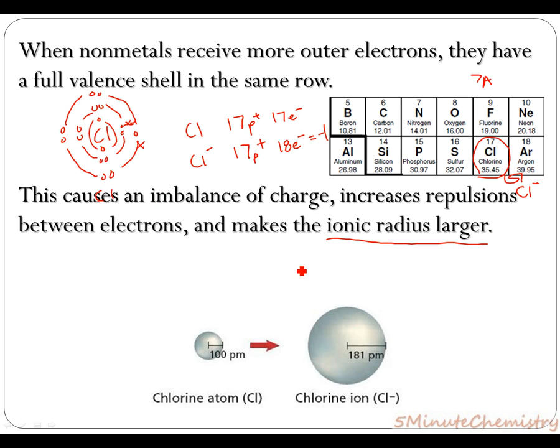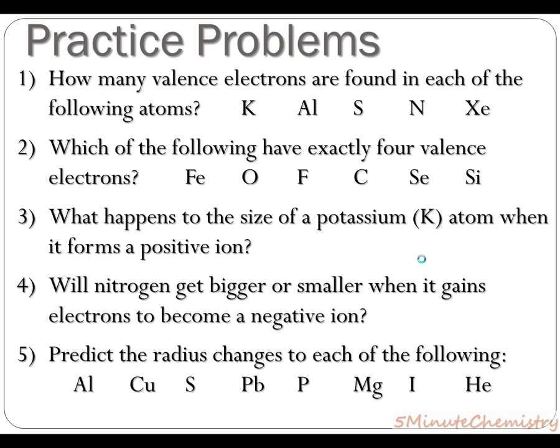When we see that happening, chlorine begins at 100 picometers. When it gains that extra electron, it goes up to 181 picometers. So hopefully that made some sense for you.